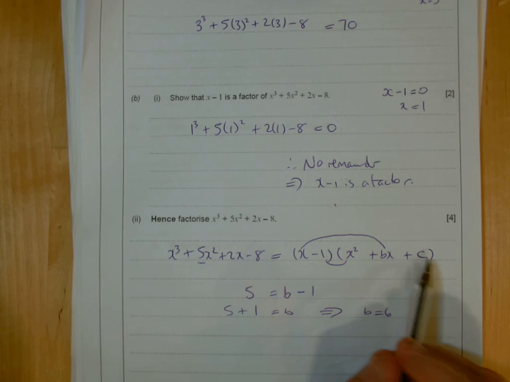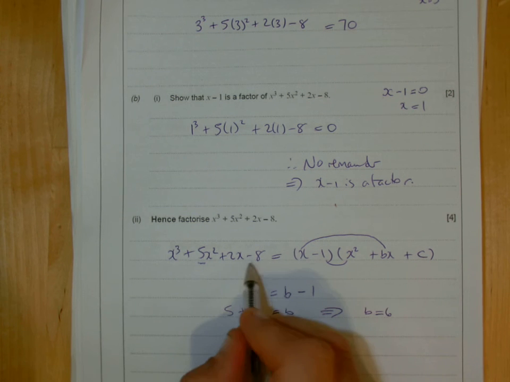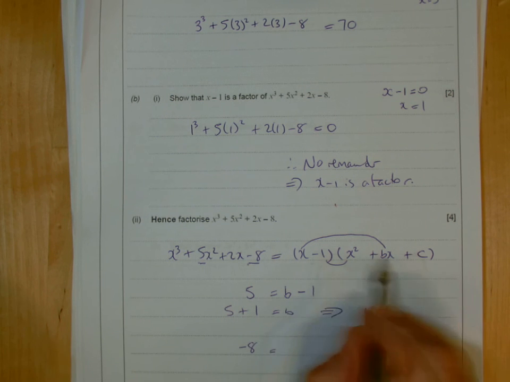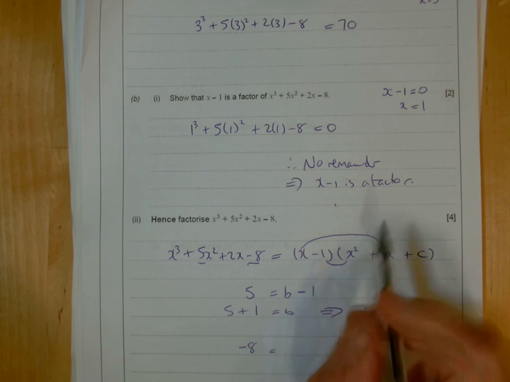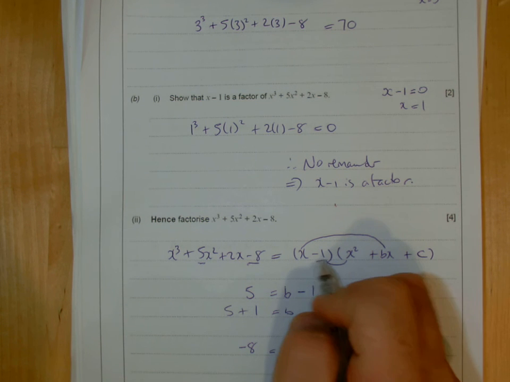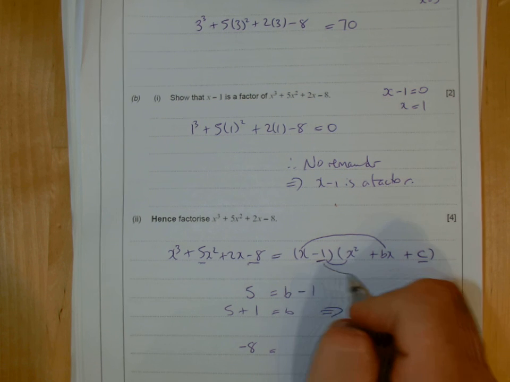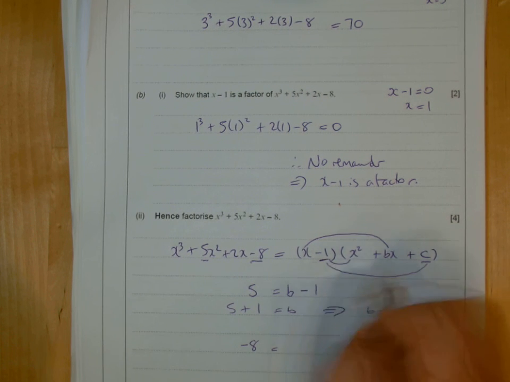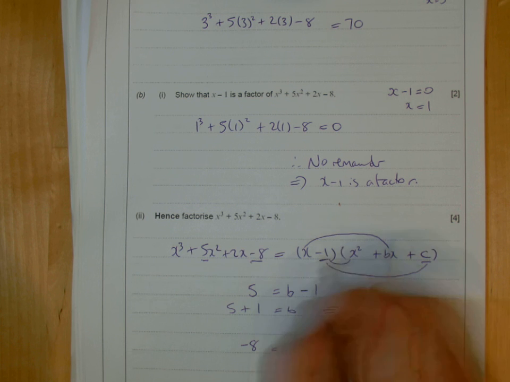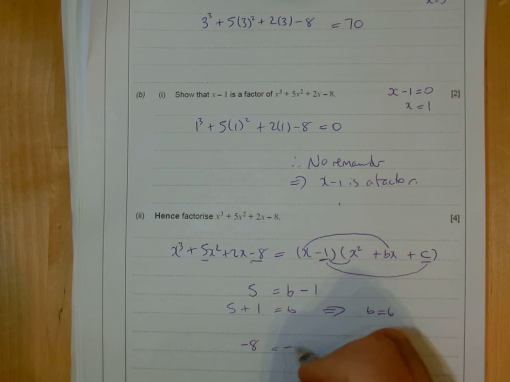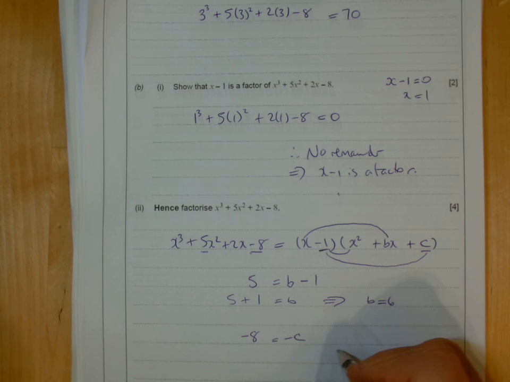Now, to work out what c is, the constant, let's look at what the constant is here. It's going to be minus 8. Now, how do we get the constant from here? Well, you've got minus 1 here times c. That's the only way you can get the constant, minus 1 times c, because any other multiplication will give you an x. So when you expand all this out, the only constant will be minus 1 times c, which is minus c. So if minus 8 is minus c, that means c is equal to 8.